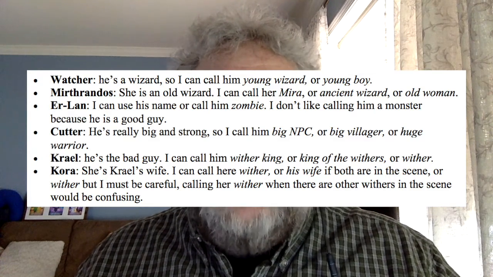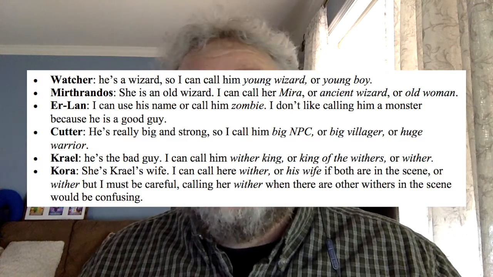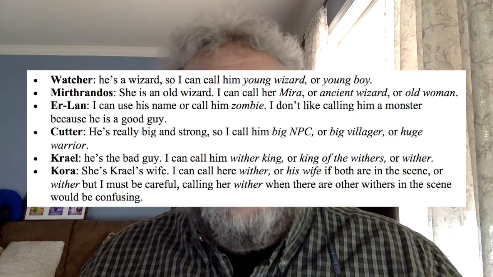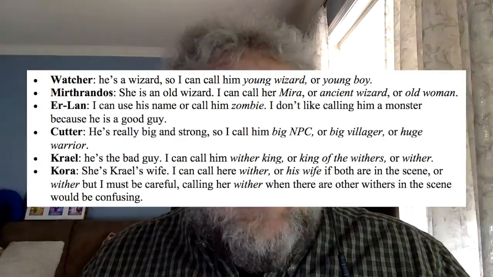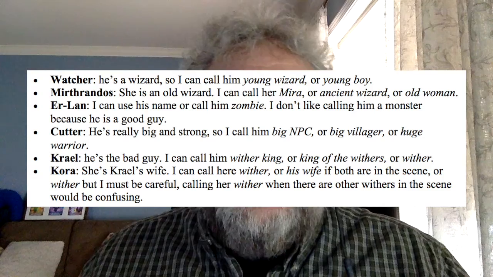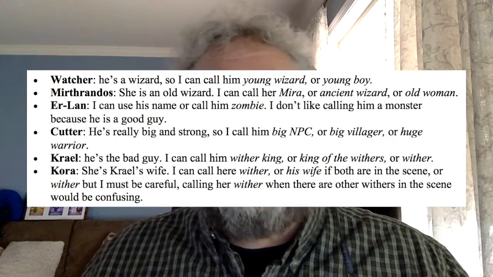Krail, oh, he's the bad guy. He's the king of the withers. So I can call him the Wither King, the king of the withers, Krail. I could call him just Wither, but that's probably not specific enough for the reader to understand. It depends on the scene, right? If he's the only Wither in the scene, then that's a great way to do it.